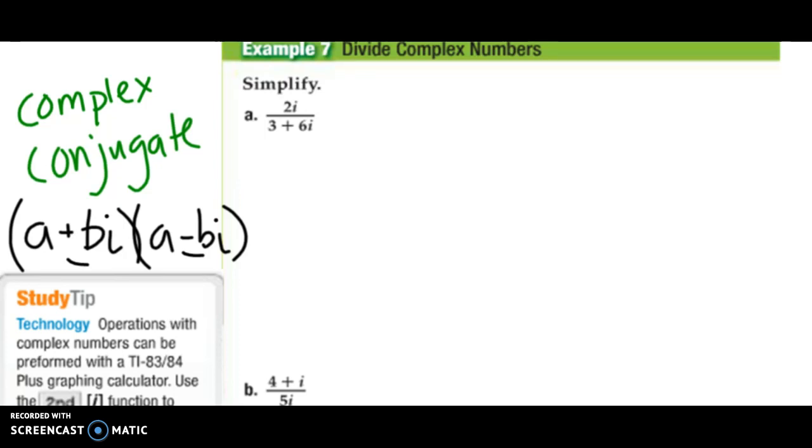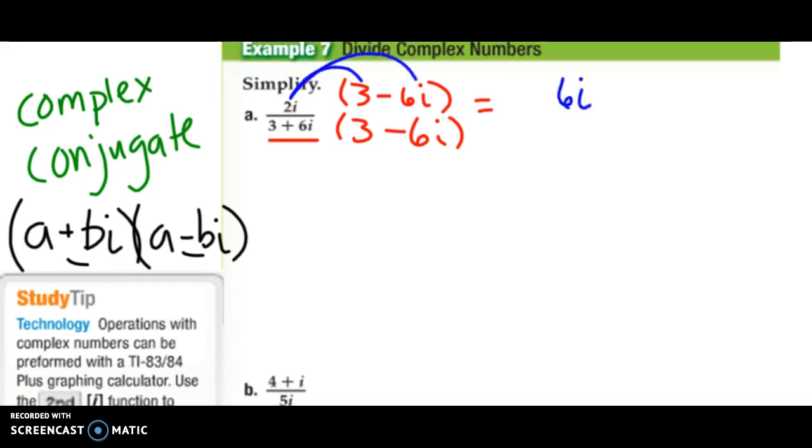So if I'm going to simplify letter A here, I need to find the complex conjugate of 3 plus 6i. All I'm doing is keeping the 3, changing the sign, minus 6i. And if I multiply something on the bottom, I have to multiply it on the top. So I do this to simplify. 2i times 3 would be 6i, and then 2i times negative 6i would be negative 12i squared. Now, i squared is really negative 1, so negative 12 times negative 1 would be plus 12. So this is going to end up being 12 plus 6i.